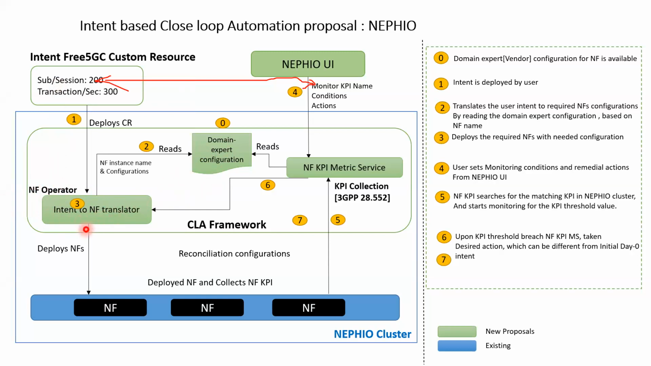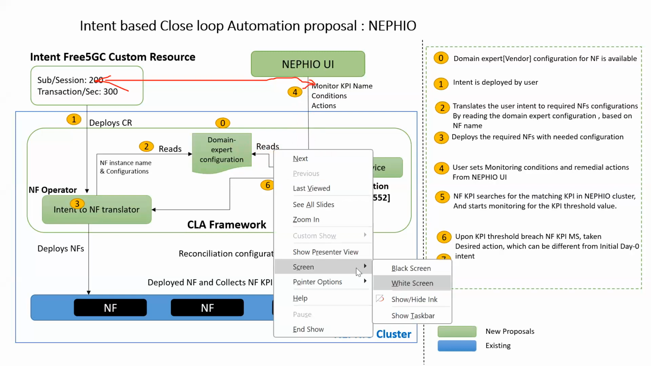What I'm not quite sure about is the interaction point with the metric service, because this decomposition, which you're showing here, serves as input for the metric service, as well as the reads interface between the metric service and the domain expert configuration and intent to network function translator. This smells a little bit like a proprietary interface. And we need to understand how we can put that in a more structured, open way.